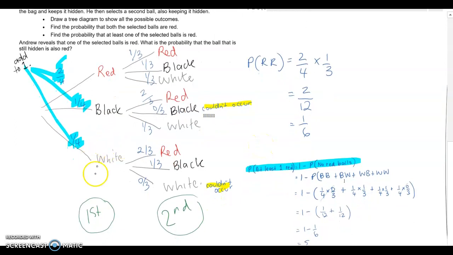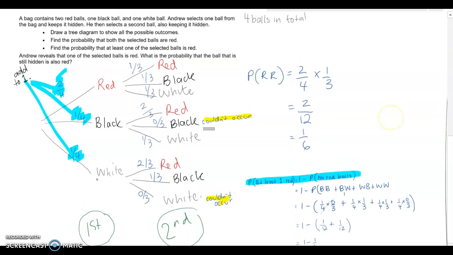Similarly, the same would happen with the white ball. If we picked a white ball out first, we could easily pick a red ball because we'd still have 2 out of the 3. With the black, we'd still have 1 out of the 3, but with white, we don't have any because we've only had 1 and it's been hidden. I put the 0 out of 3 there. We can put that through the maths. That won't make any difference to our answer. So if you didn't put that section in there and just left it as red and black, that would be okay as well because that's not really happening there.